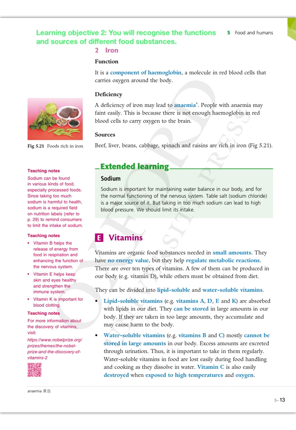Iron is found to be rich in red meat, liver, and beans. For vegetables, there will be spinach and cabbage. Dried foods like raisins are also rich in iron.